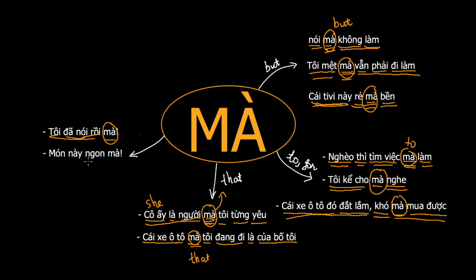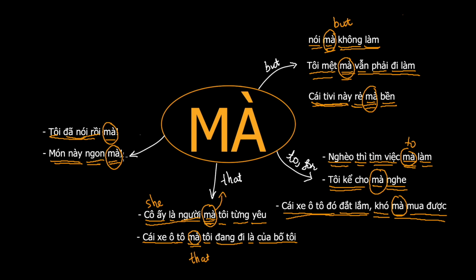Another example here we have món này ngon mà. Món này means, so it seems like a food. Ngon, delicious or good. That food is delicious mà. So we want to affirm that this food is delicious, this food is good, tastes good. So you can say món này ngon mà. Or someone says that that food is not really good, tastes not good. So you say no, món này ngon mà. It means you want to affirm that that food, món này, is delicious mà.